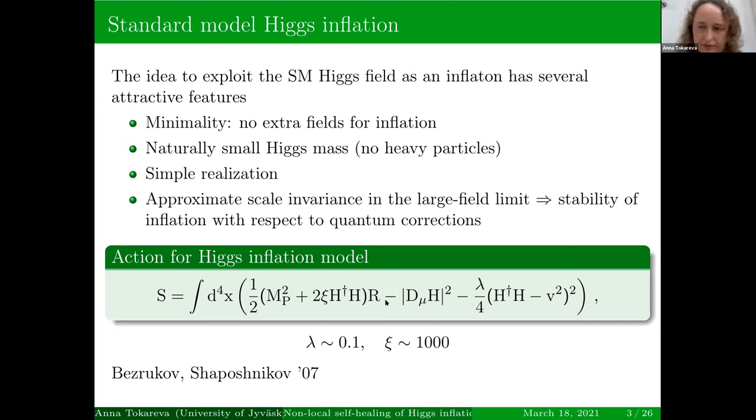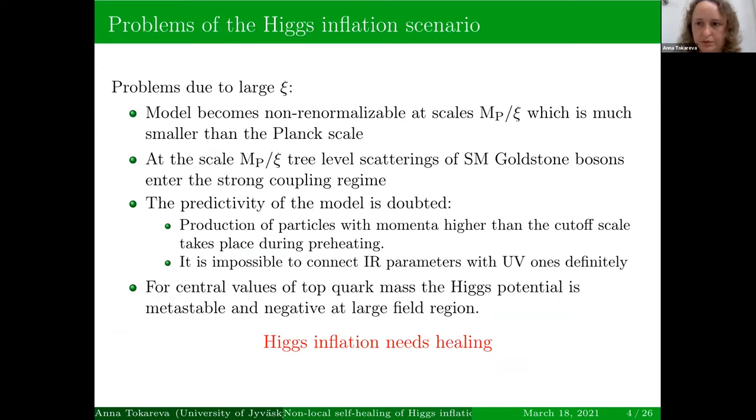So it provides a flat inflaton potential and can lead to predictions for CMB data which agree with the experiment. The parameters required for that are that lambda has to take its standard model value, and xi has to be of order 10^3. It's quite a large value, and this large dimensionless constant actually leads to several theoretical problems of this model. Also, it looks very attractive as the simplest and minimal modification of the standard model, providing Higgs with the inflationary stage.